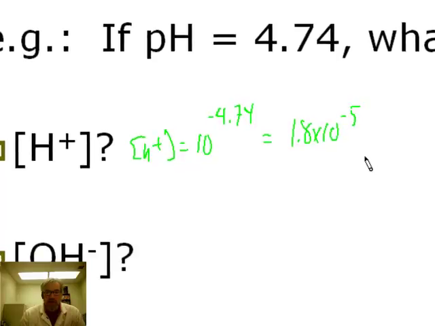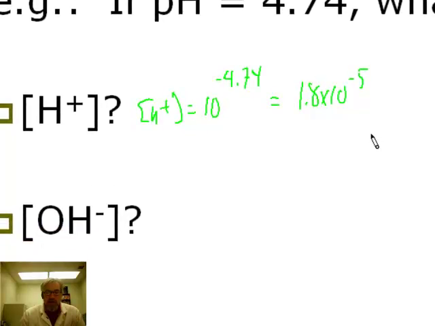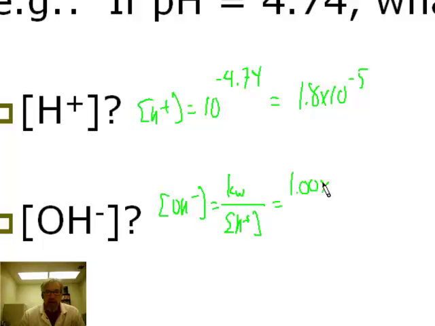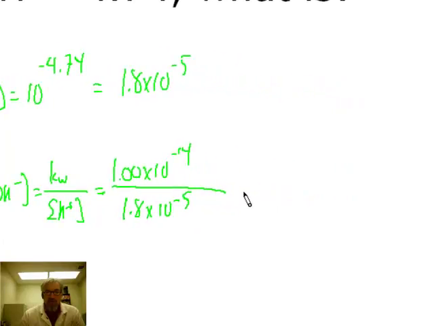OH- concentration? Well, we've learned earlier that OH- concentration is equal to Kw divided by the H+ concentration, which we now know. So Kw is 1.00 times 10 to the negative 14th, and the H+ concentration is 1.8 times 10 to the negative 5th. So when we do our math here, we get 5.5 times 10 to the negative 10th as the OH- concentration.